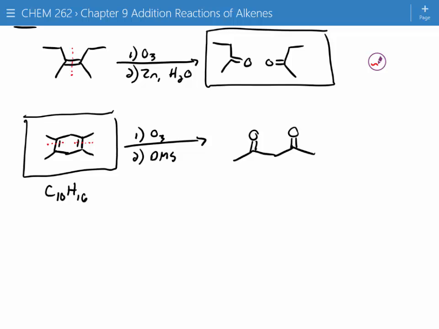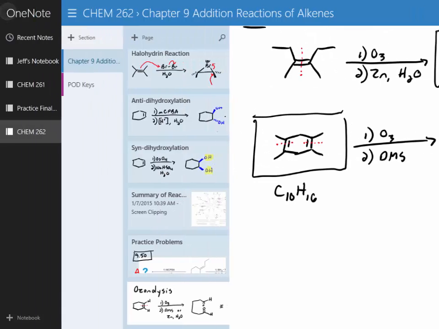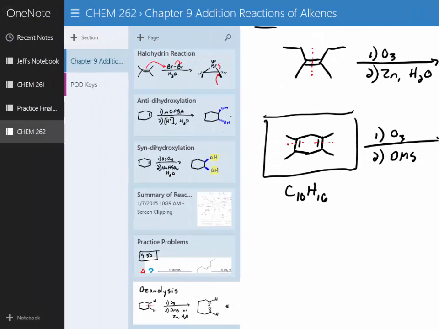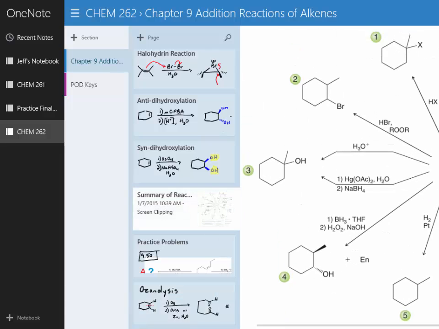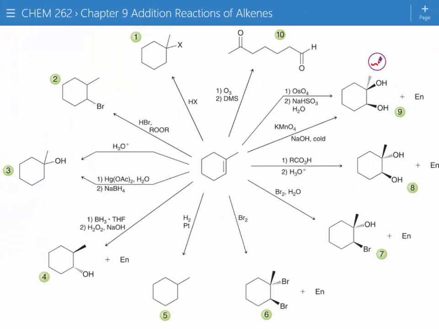All right, so that's pretty much it for the reactions for Chapter 9. I know Chapter 9 was pretty reaction heavy. So let's take a look at our summary of reactions. This is in the back of the chapter. From here on out, what I really recommend doing is flipping to the back of the chapter and looking at the summary of reactions, and then try to make some flashcards, and then quiz yourself. Quiz yourself every night if possible.